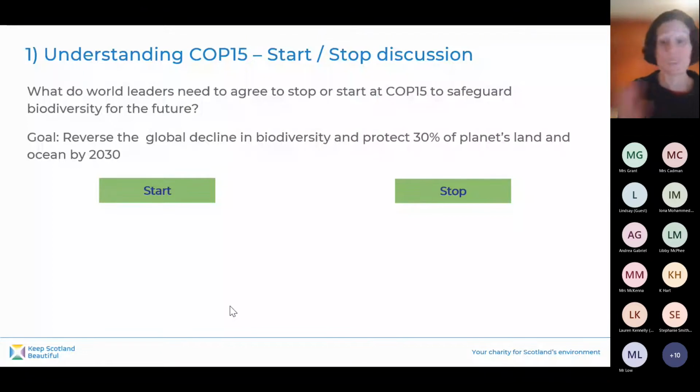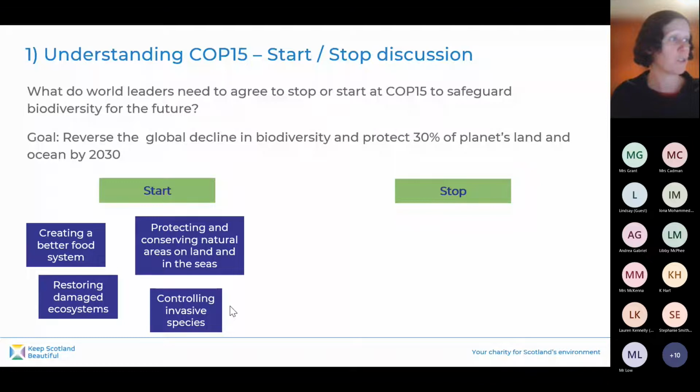And there's lots of different ideas you can come up with. Just a few, you can talk about creating a better food system, restoring damaged ecosystems, controlling invasive species, protecting and conserving natural areas on land and in seas. These are obviously for slightly older pupils, but even for really young pupils, you can think about things like protecting natural spaces, looking after our animals and plants, things that we want governments to start doing.